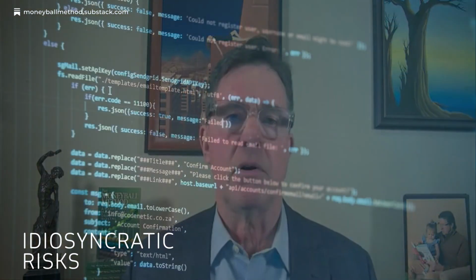Which brings us to the risks that we cannot control with regard to individual stocks, individual companies, or even industries. Those are known as idiosyncratic risks. These are the risks that are unique to individual companies.